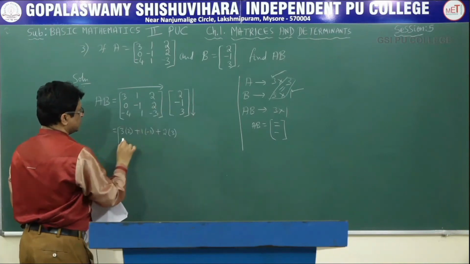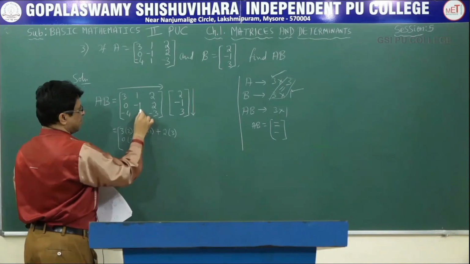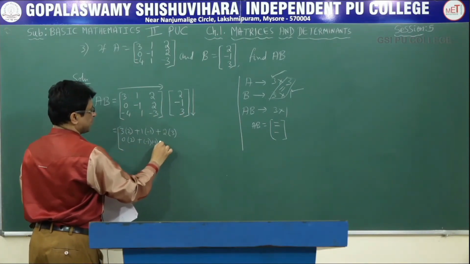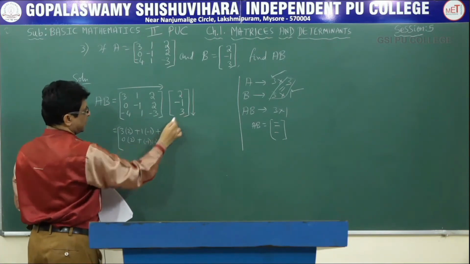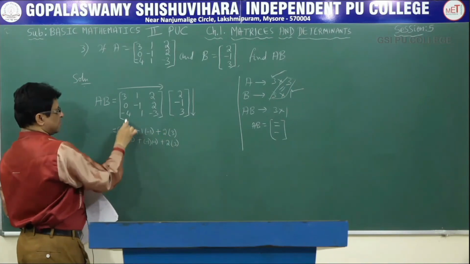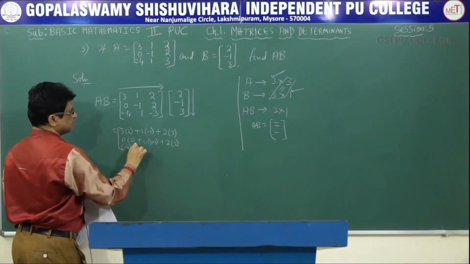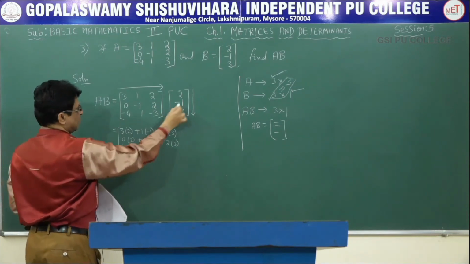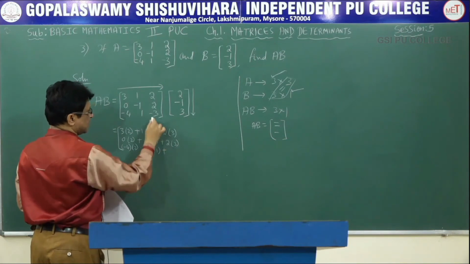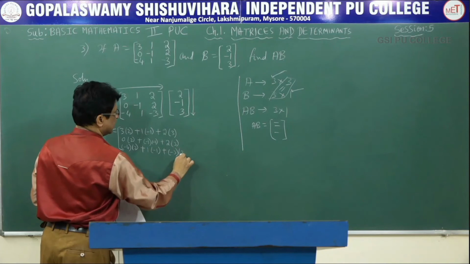So 0 into 2 plus -1 into -1 plus 2 into 3. So next row, -4 into 2 plus 1 into -1 plus -3 into 3.